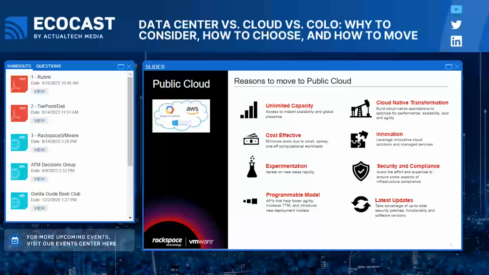And you can optimize for performance, scalability, cost, agility. There's a lot of things that you can do there. Innovation, being able to leverage innovative solutions, because the cloud providers are throwing out new solutions virtually every month. There's some new service that they're offering. A good example right now is just AI.